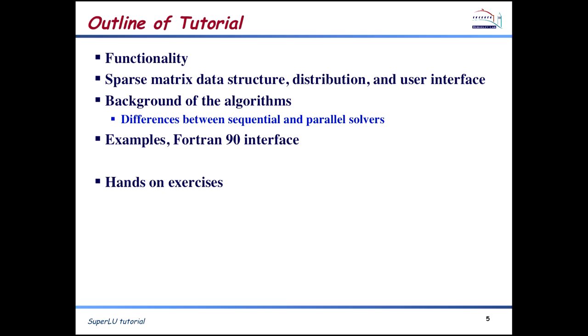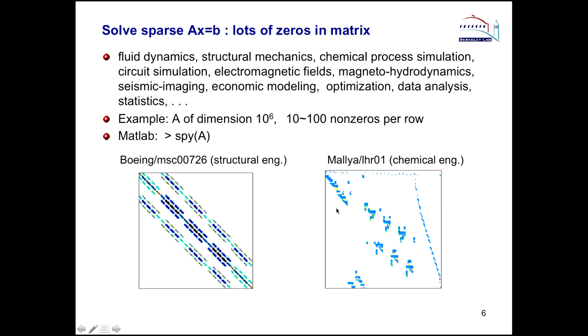The tutorial outline is as follows. I'll tell you the functionality of the libraries, and then the sparse matrix data format, how it's distributed, and what the user interface looks like, and a little bit of background of the algorithms, which is helpful for you when you encounter any problem, especially performance-wise. And I'll show you some examples, and in particular, the Fortran 90 interface. And then later today, there's a hands-on exercise session.